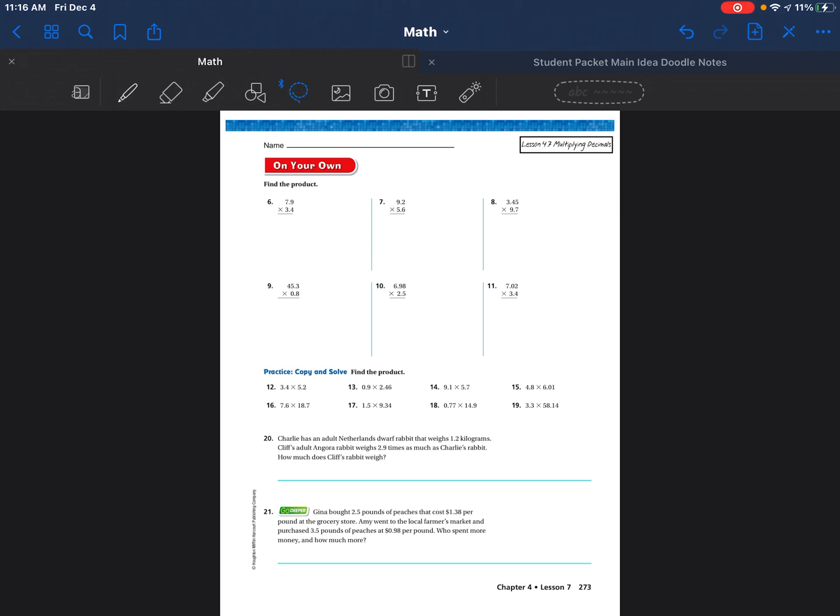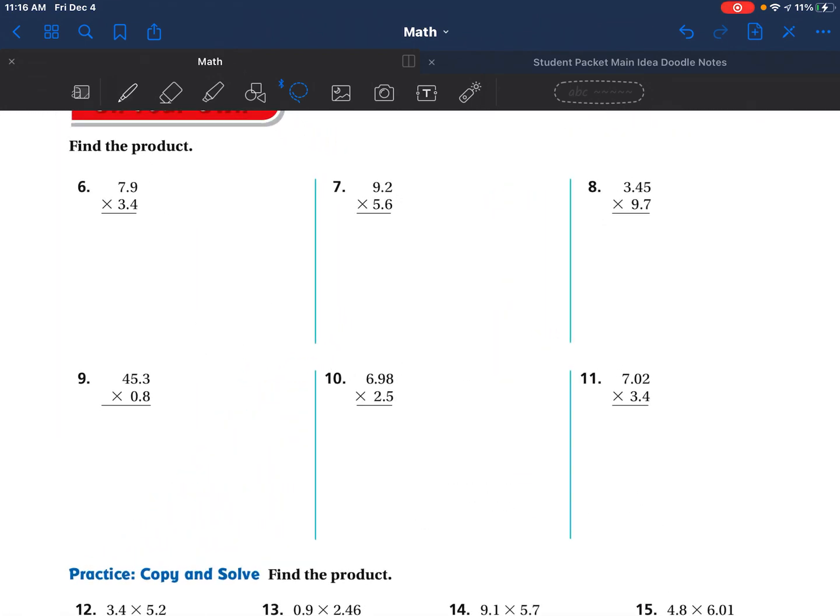There are only two more, this and another one, of this chapter. So we'll finish up this week and move right into dividing decimals next week. We're on page 273 today. I just jumped right to On Your Own, and we're going to work on multiplying a decimal by a decimal.